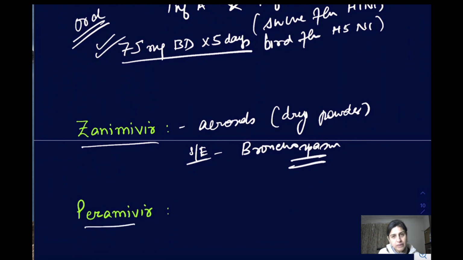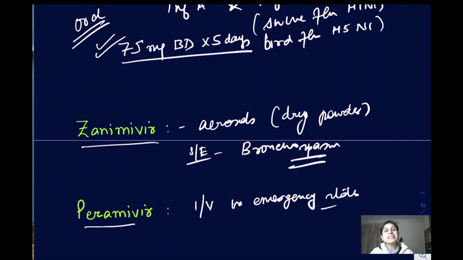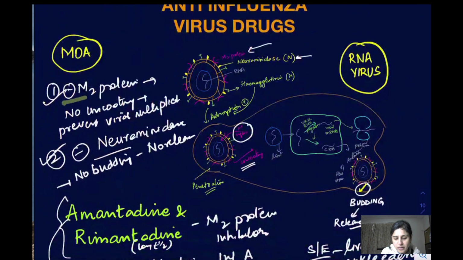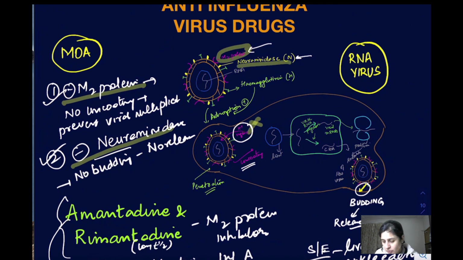Peramivir, again a similar mechanism. It is to be used by IV route in emergency conditions or serious conditions of influenza. So these are the drugs which are used as anti-influenza virus drugs. Very few drugs here to remember. Please remember that they follow two major mechanisms, inhibition of M2 and inhibition of neuraminidase. Inhibiting M2 means there will be no uncoating and replication, and inhibiting neuraminidase means there will be no budding and spread to the other cells.